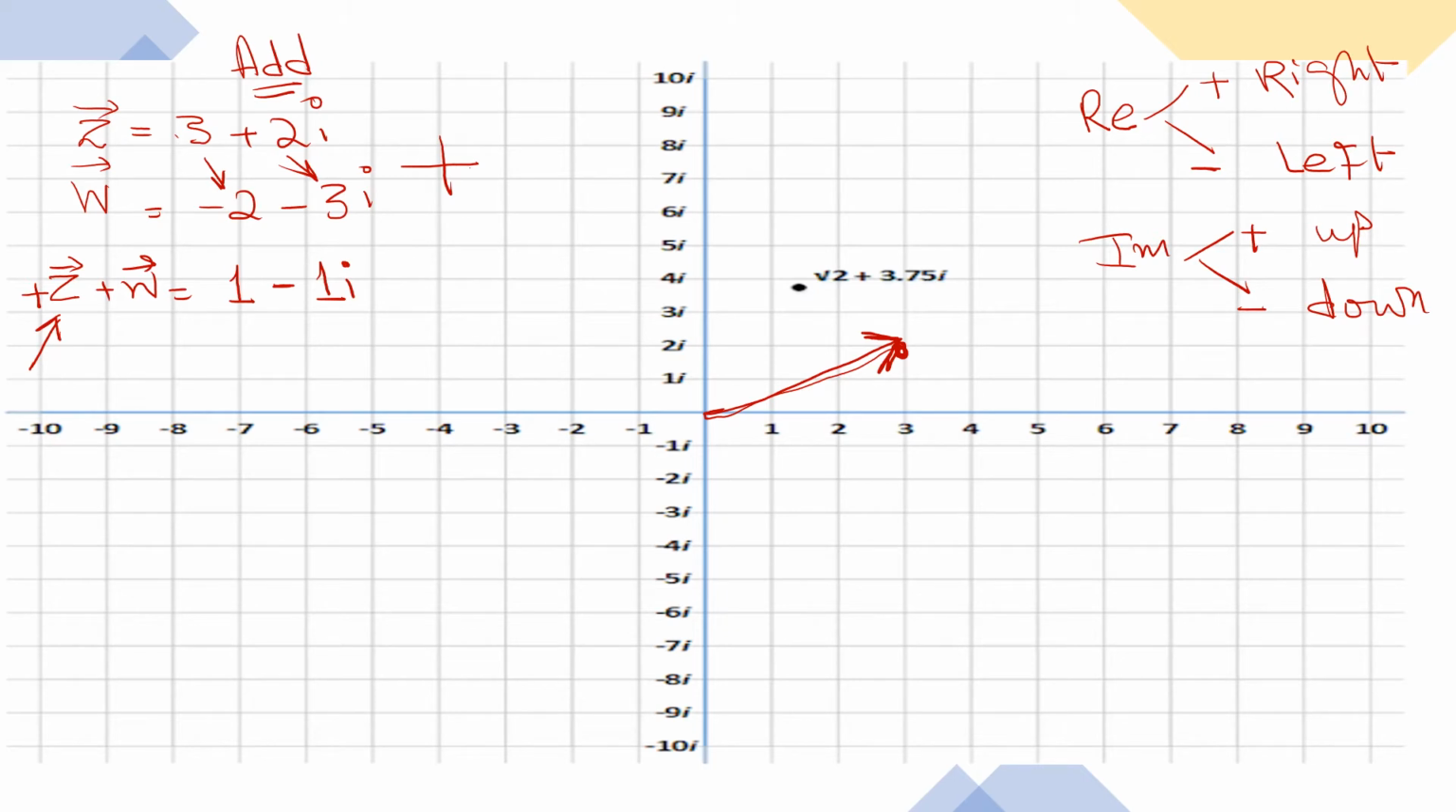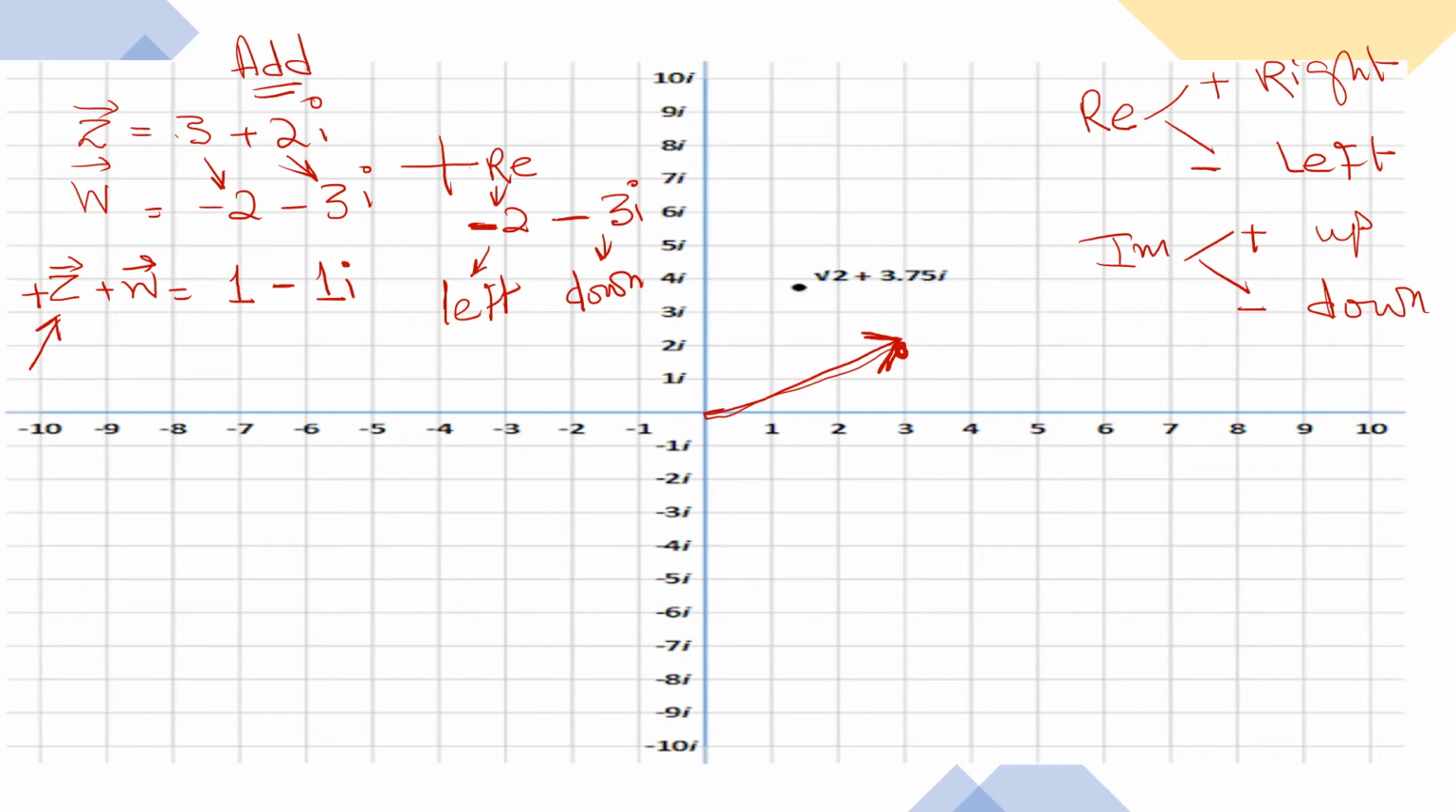So here for w, it is written minus 2 minus 3i. Minus 2 is the real number, so you have to move left. Why left? Because there is a negative sign. And then negative 3i means 3 units down. Why down? Because it is the imaginary translation.